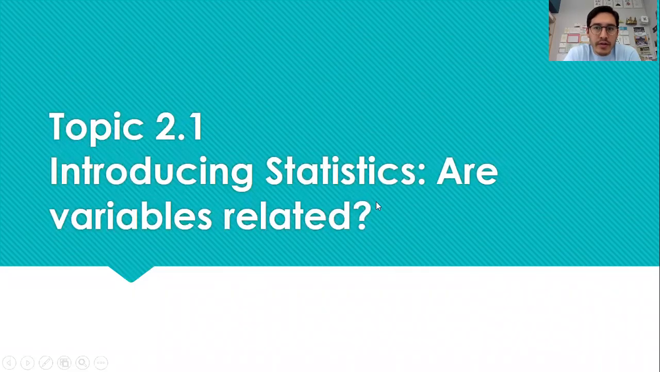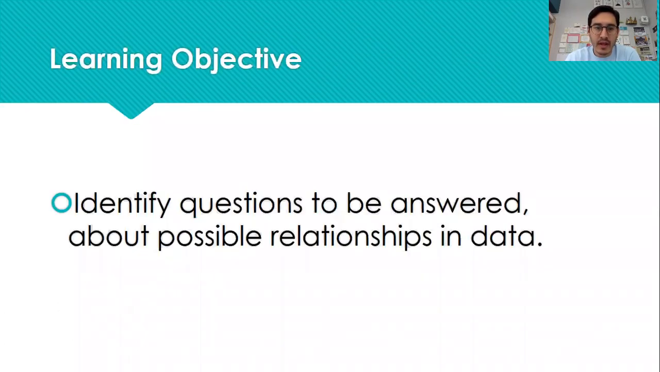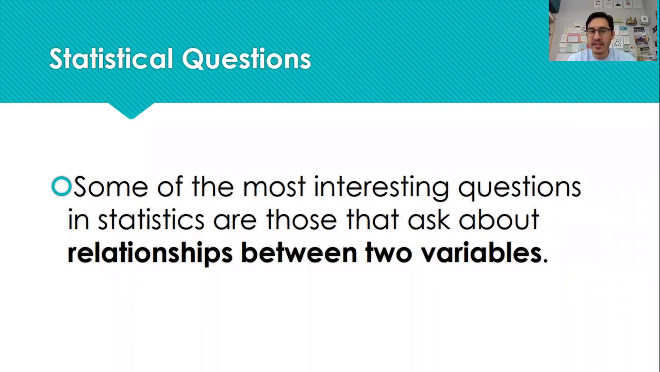All right, so we're starting Unit 2, and topic 2.1 is just starting to ask, are variables related? So our objective is to identify questions to be answered about possible relationships in data. Now in statistics, some of the most interesting questions are those that ask about relationships between two variables, right? So that's how you're going to know, because the question is going to include some sort of description of two different variables. And I'm going to show you a couple examples in a minute.